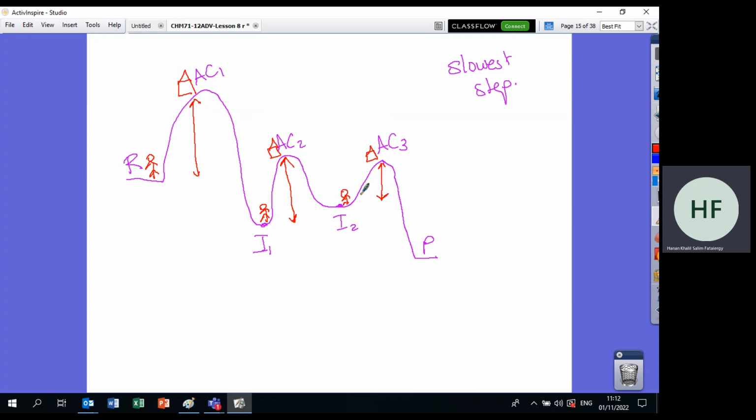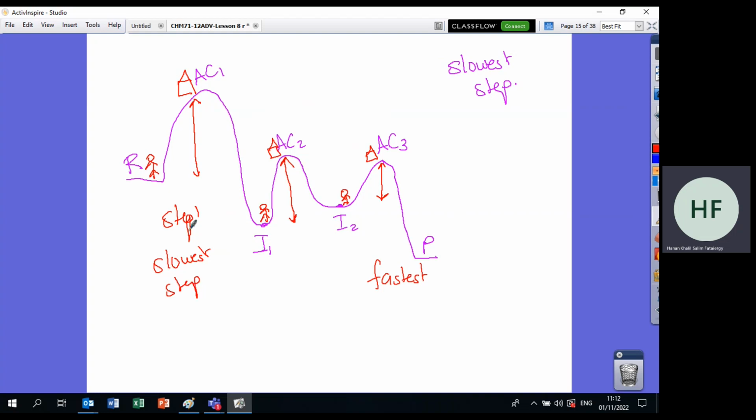Where will you reach your house fastest? In step 1 or in step 2 or in step 3? This is step 3. Of course, this is the fastest because the activation energy is very short. So this one is the fastest step. Now, which step is the slowest? It will take you longer time to reach your house. Step 1. So step 1 is the slowest step.